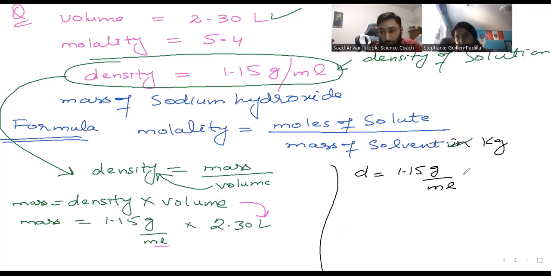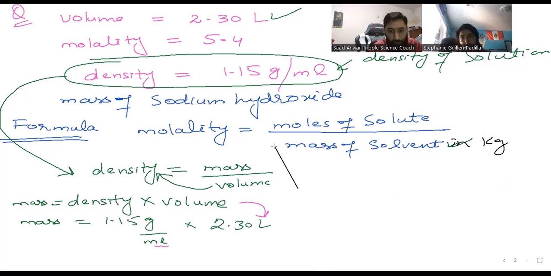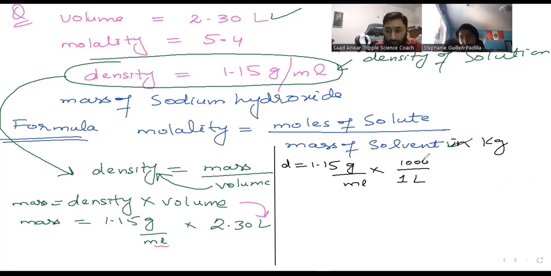I know 1 liter contains 1,000 ml. The density is 1.15 gram over ml, and I have to cancel ml and put liter here. So this ml would be cancelled by this ml. And when I multiply with 1,000, my density would be gram per liter.